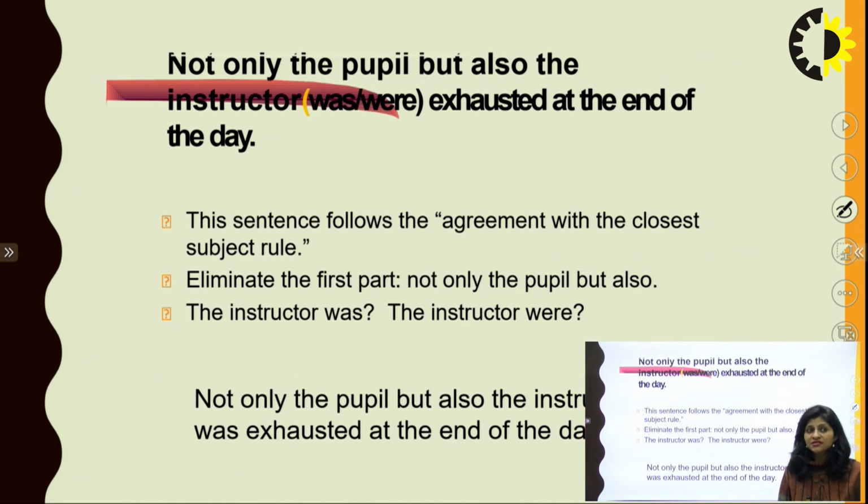So this sentence follows the agreement with the closest subject rule. Eliminate the first part, not only the pupil but also. You need to consider only the instructor, okay? So the instructor was, not only the pupil but also the instructor was exhausted at the end of the day.